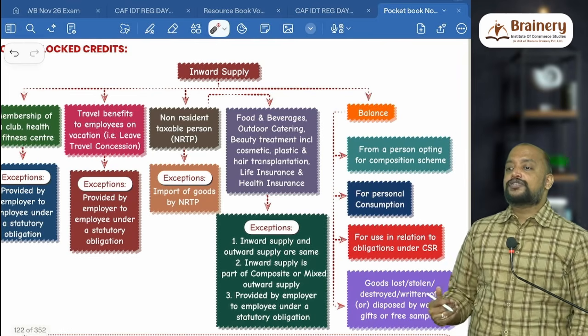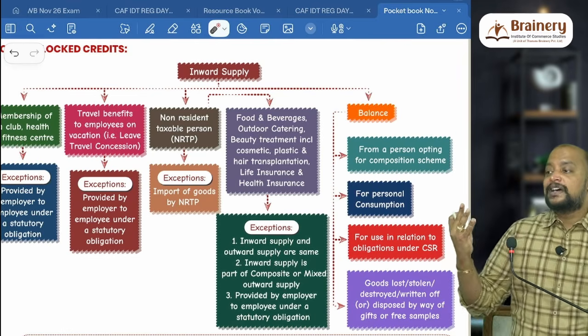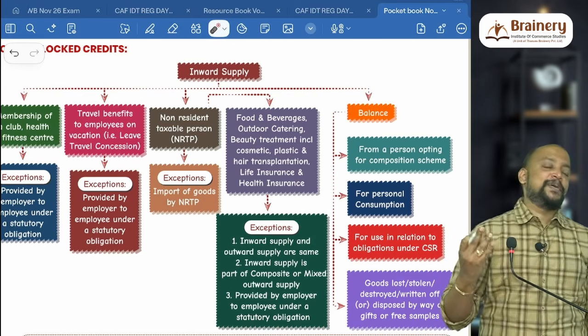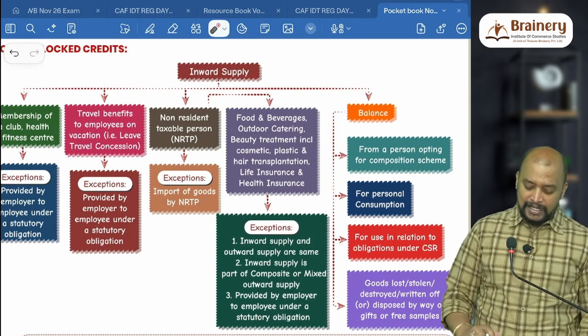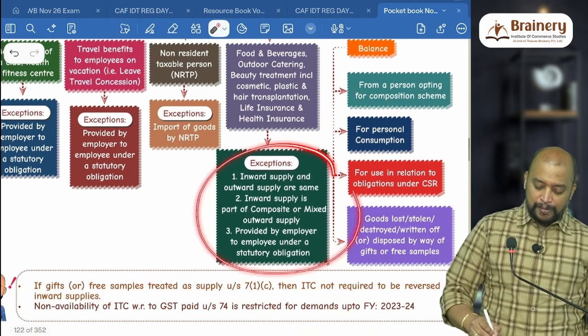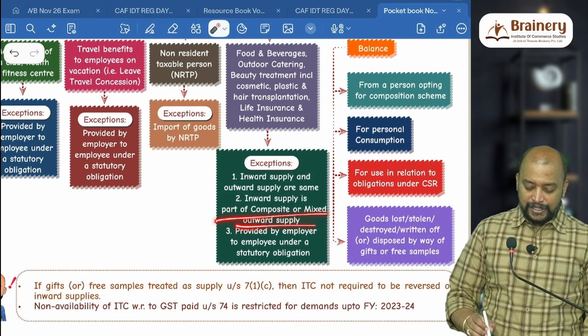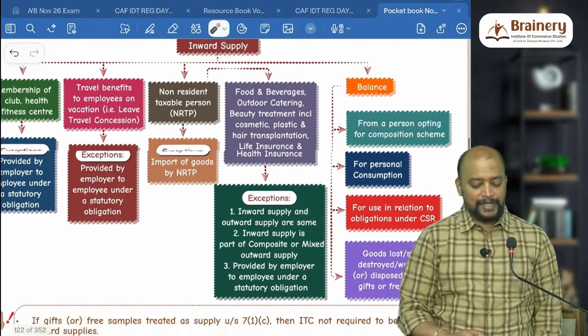Then inward supplies related to food and beverages, outdoor catering, and beauty, that is cosmetic surgery, plastic surgery, beauty treatment expenditure. Number 3, insurance, that is life insurance and health insurance. And the exception: if the inward supply and outward supply are of the same category, or the inward supply is part of a composite or mixed outward supply, or provided by employer to employee under a statutory obligation.